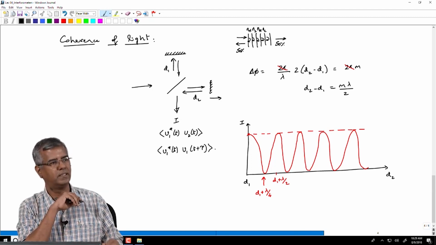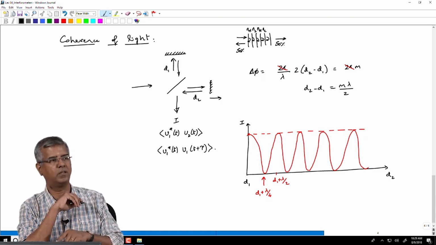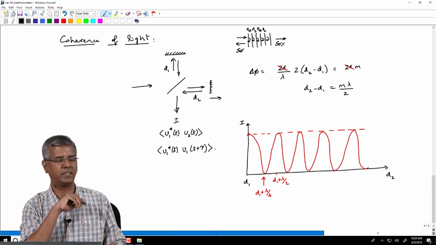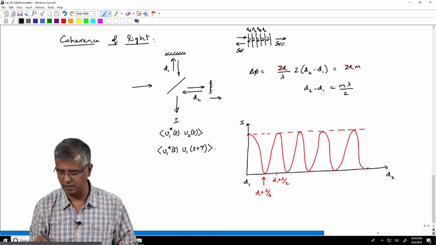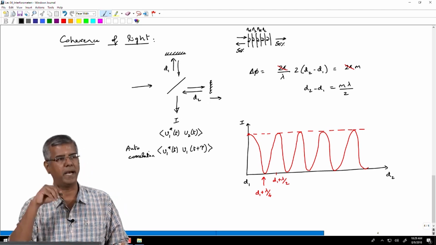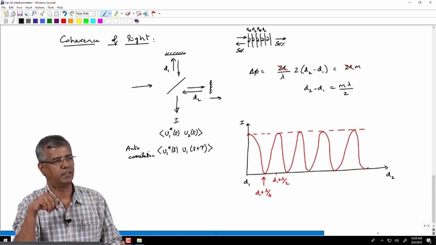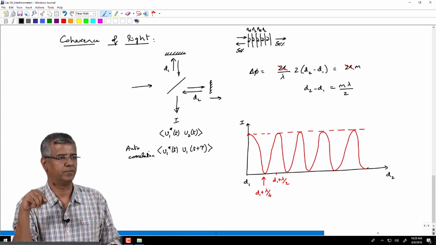Now, does that tell you something? The structure of this, does that remind you of something? That is the correlation. In this case, it is the same source, so it is basically the autocorrelation function. So, through the Mach-Zehnder, what you are really observing is the autocorrelation function.